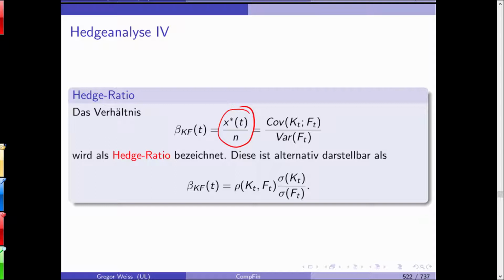This is the hedge ratio. And if you have a look at risk management textbooks, you will find several different hedge ratios for different instruments and in different settings. And usually this is also done in theoretical risk management.